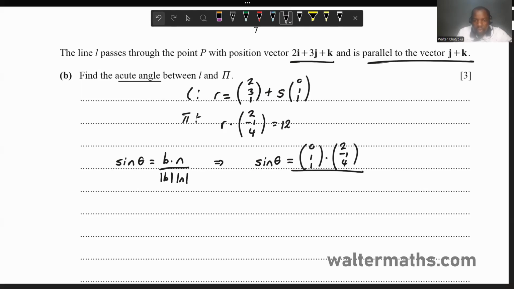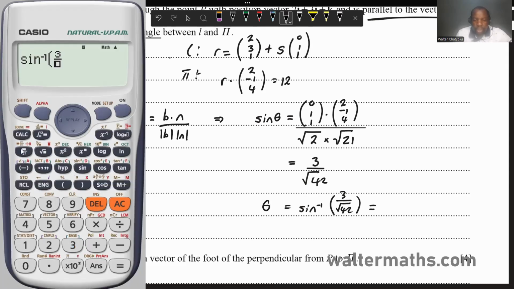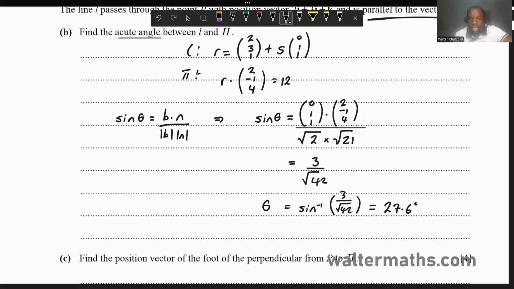That's going to be over the modulus of (0, 1, 1), which is the square root of 1 squared plus 1 squared, that's √2. The modulus of this vector is the root of the squares: 4 plus 1 plus 16, which is 21, so that's √21. The dot product on top is 0 minus 1 plus 4, which is 3, over the denominator √42. So theta is arcsine of 3 over √42, which, if we type this in, gives 27.6 degrees. So 27.6 degrees is the answer to part B.